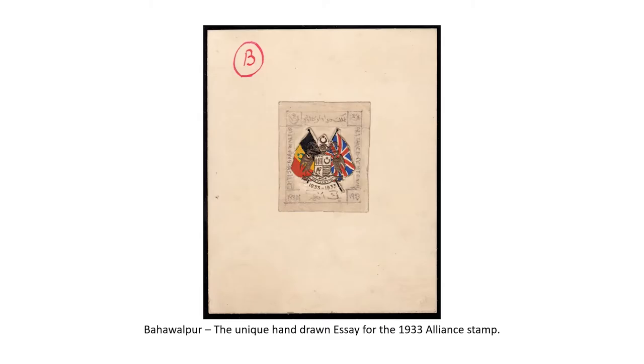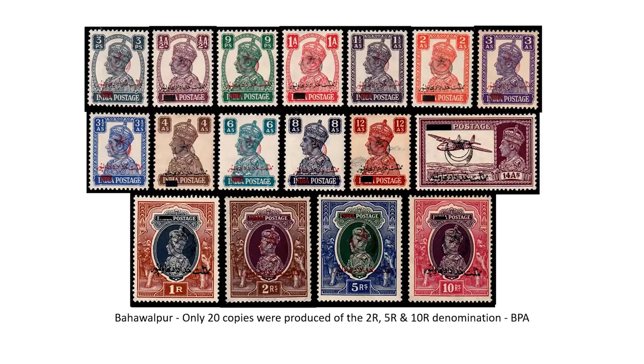And this is an example of a hand-drawn essay of the very first stamp that was issued by Bahawalpur. It's basically an alliance between the British and the Bahawalpur kingdom. The stamp actually ended up being issued in black ink on green paper. Here's the first set that is listed in Stanley Gibbons. This was issued right after the partition took place, and Bahawalpur was actually an independent kingdom at that time for a few months. And these are the stamps the state issued.